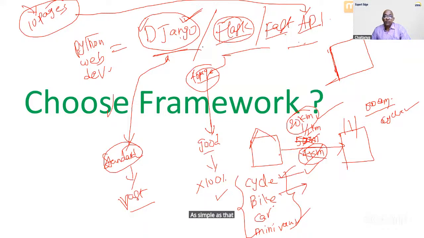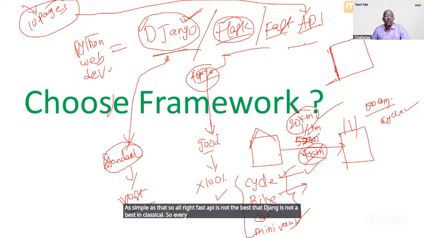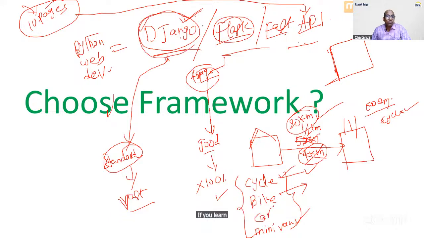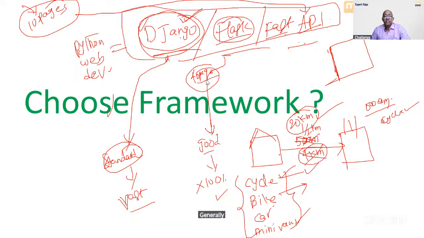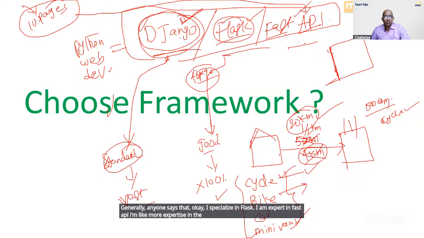So FastAPI is not the best, Django is not the best, and Flask is not the best. Every framework has some suitable scenarios. Depending upon your scenario, you have to choose wisely which framework to use. But I'm giving one more piece of information to you guys, so be cautious about it. If you learn Django and go into interviews, I am sure no one is going to learn all three frameworks. Generally, anyone says, okay, I am specialized in Flask. I am an expert in FastAPI. I have more expertise in Django. So when you go to the interview, they'll ask, which framework do you know, Django or Flask or FastAPI? You have to tell.